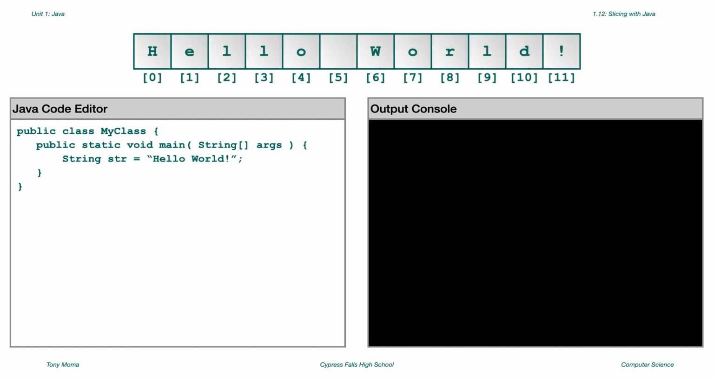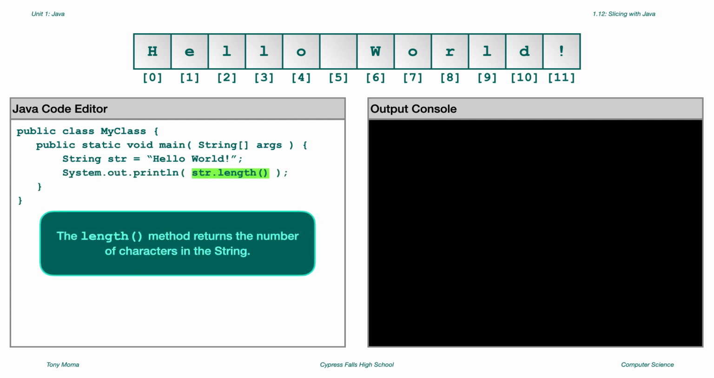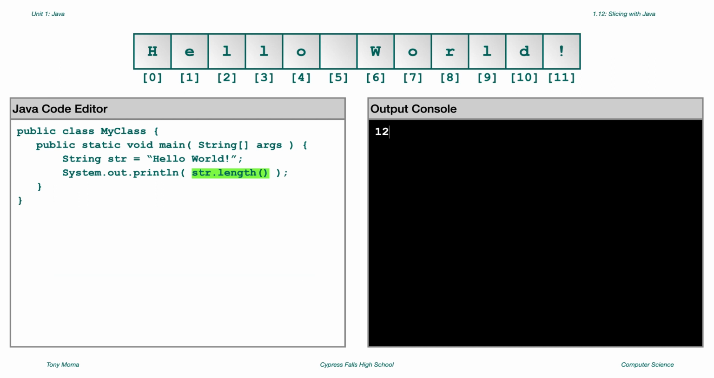The first method we'll observe is the length method. The length method returns the number of characters in the string. Here we're invoking str.length, so we want to know the number of characters in str. That number is 12, thus 12 gets printed out to the screen.